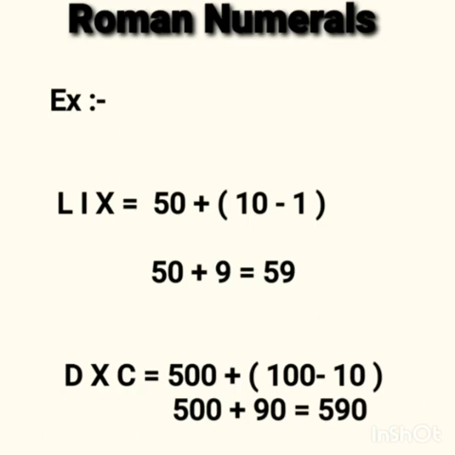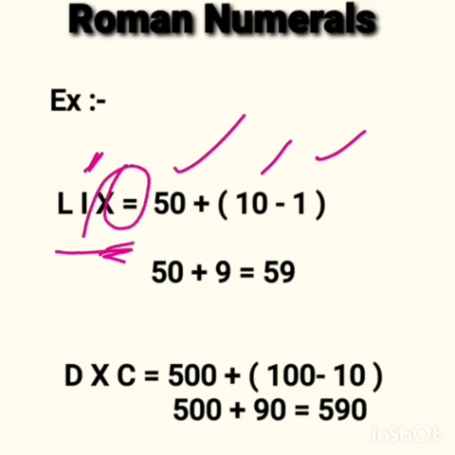So see the example. First example, LIX, right? So the meaning of L is 50, the meaning of I is 1, and the meaning of X is 10, right? So we will subtract from the last number, and if a smaller number is written before the number, we will subtract from the next number. That's why we subtract 10 minus 1. Got it? Because they are saying we have to subtract from the next number. So 10 minus 1 is 9. So 50 plus 9 is 59.